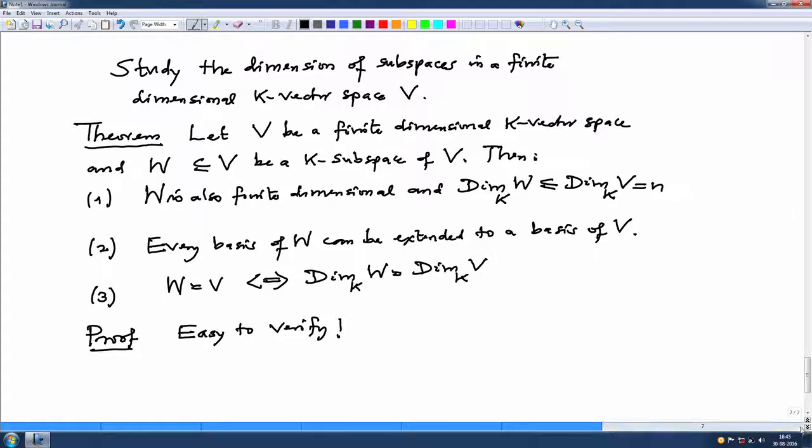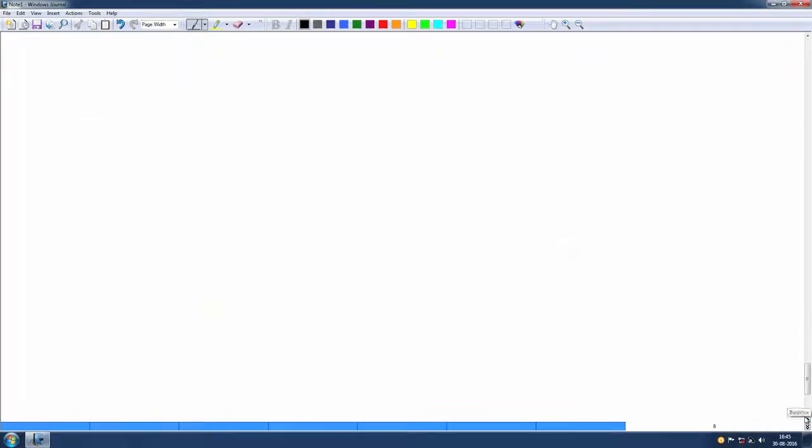Now, I come to a very important formula which we will use many times in future, and this also shows us how one can work with bases. This is usually called the dimension formula. It connects the dimension of the intersection of two subspaces, the dimension of the sum of two subspaces, and the dimensions of the subspaces themselves. So, let us write it very precisely.